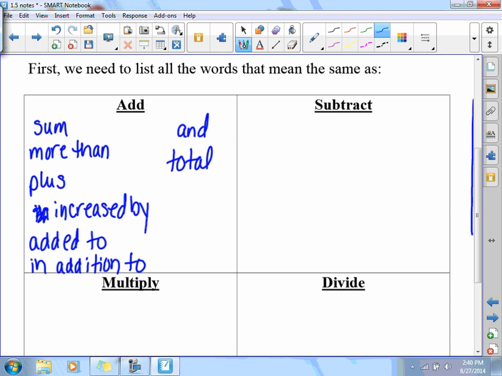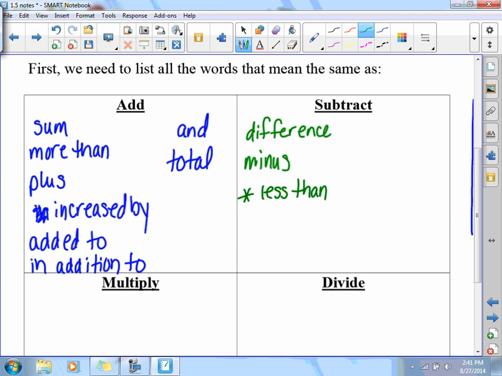And then we have some other words that mean the same thing as subtraction. Difference is the main one. Find the difference between 10 and 5. There's minus. The most important one, I'm going to put a little star by it, is less than. That's important because order matters in subtraction.